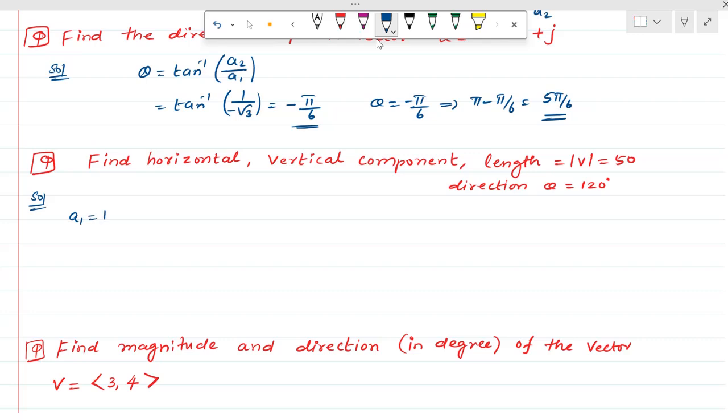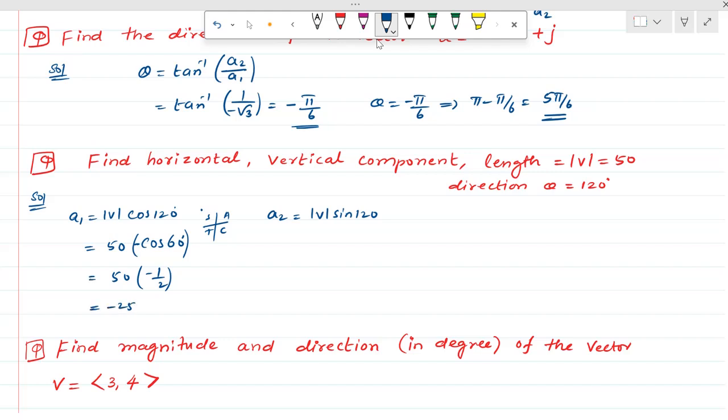So A1 is equal to magnitude V cosine 120, and A2 is magnitude V sine 120. So how will you find this one? The 50 stays as it is. But here it is in the second quadrant. It is in the second quadrant, so subtract from 180. And cosine is negative, negative half. So this is 25, minus 25. So the answer will be minus 25.